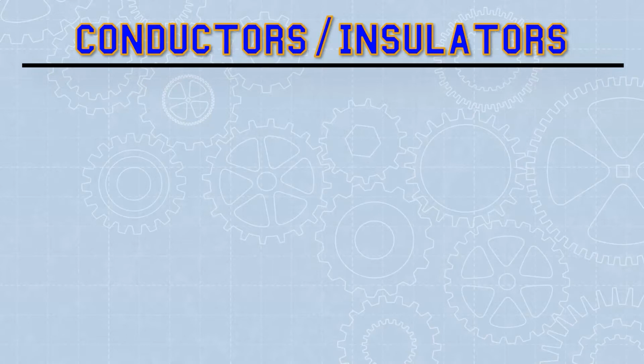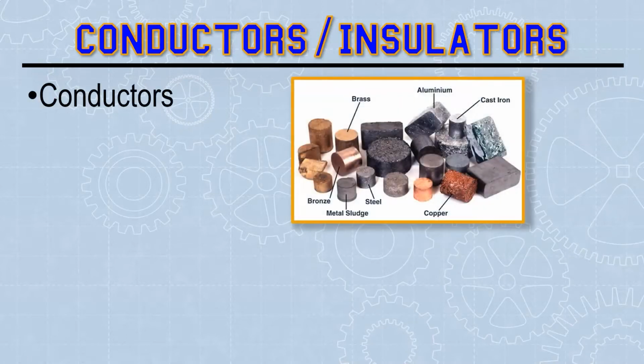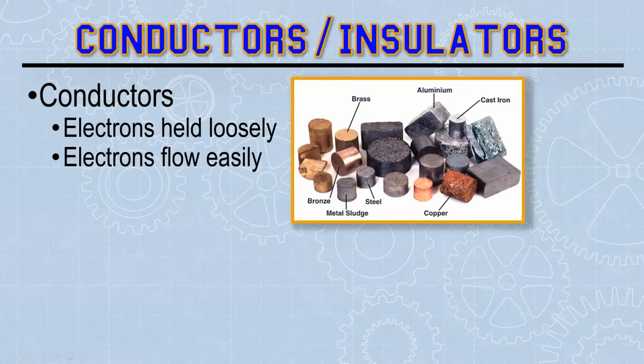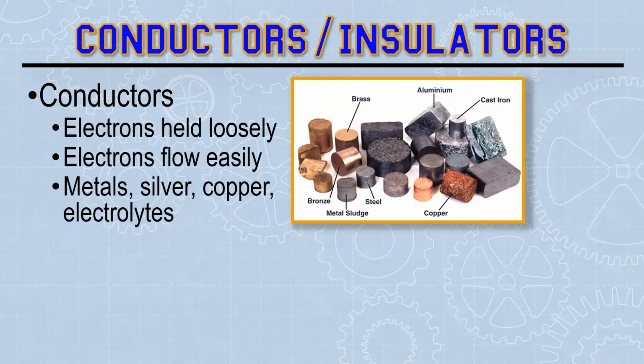Conductors and insulators pass along these electrons differently. Conductors are the types of materials that have electrons held loosely in their outer energy levels. Because they're held loosely, they can be pushed along easily. That means electrons flow very easily, passing along that negative charge. These are materials like metals, silver, copper, and electrolytes such as salts.